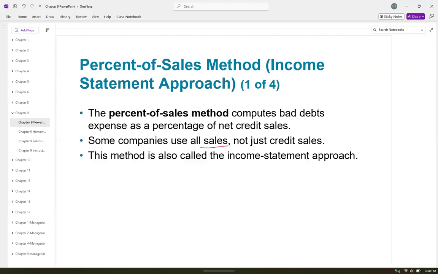What's our total sales? That's why they call it an income statement approach. They're not looking at the balance sheet. They're not looking at accounts receivable. They are looking at sales.